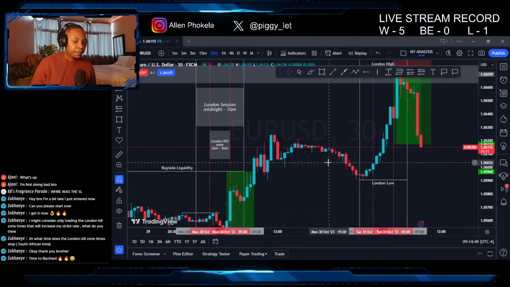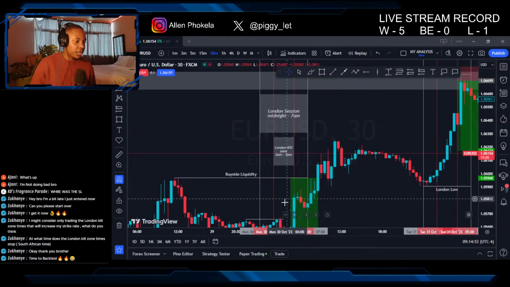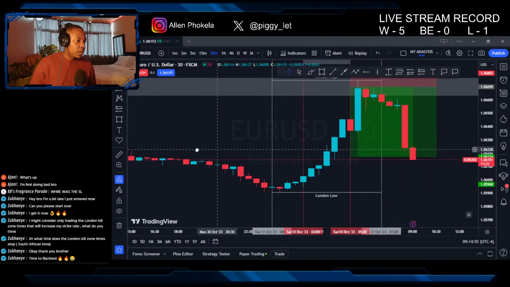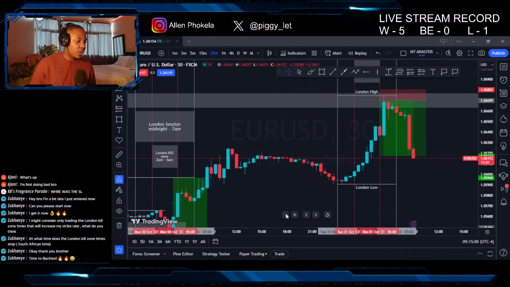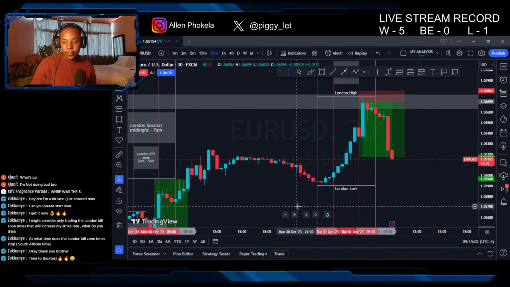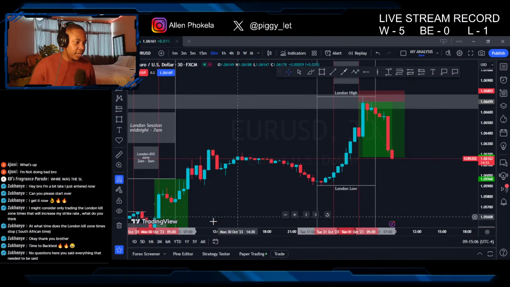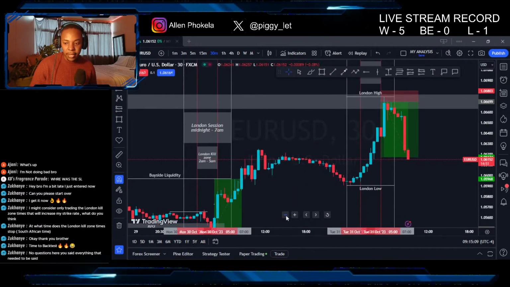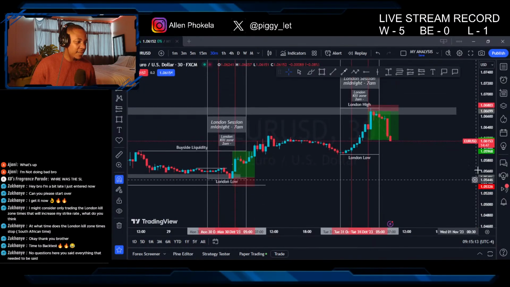So yeah, that's another nice way to trade the London session. As you can see right now, we're just tanking lower. I'm glad everything makes sense, man.